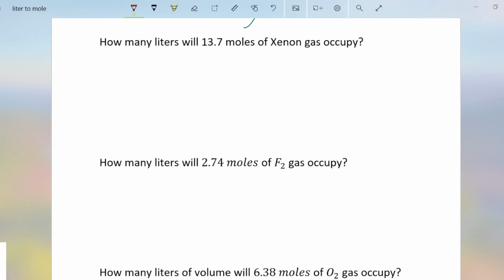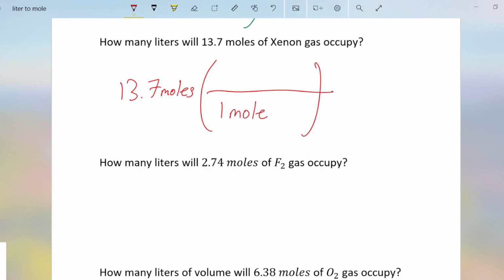So I start off by writing my number of moles that I have, 13.7 moles. I write my boat, and below deck goes my mole stuff, which is 1 mole. And above deck goes my liter stuff, 22.4 liters. So I take those two numbers, the 13.7 moles and 22.4 liters, I multiply them together. Our units of moles above cancels units of moles below. And my answer is 306.88 liters. So this 13.7 moles of xenon gas will take up a total volume of 306.88 liters.